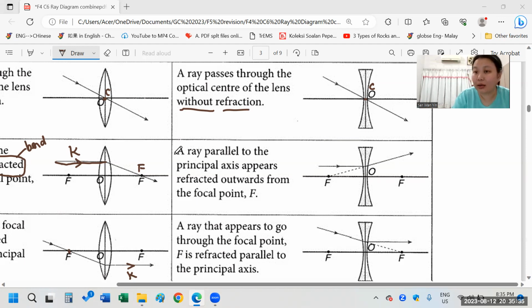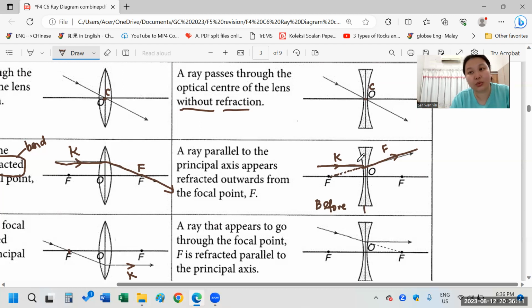Then for the parallel one, the KF is this. The light that is parallel to the principal axis, when it passes through a convex lens, will converge to F, KF. But for a concave lens, it will diverge, as if from F. This F refers to the F before the lens. Normally in physics and science, we draw everything before on the left, and after on the right.